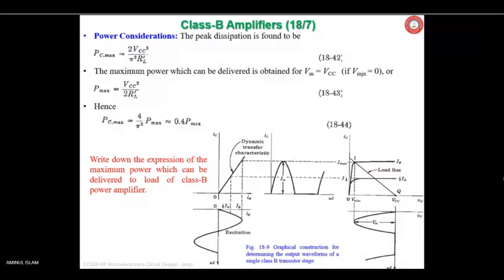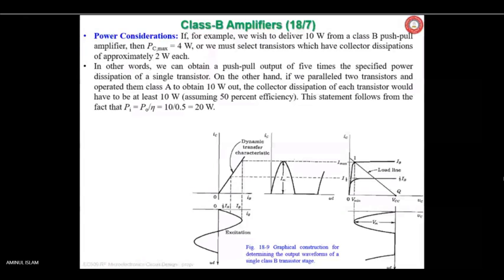The peak dissipation is found to be PC max equals 2 VCC square by pi square RL prime. The maximum power which can be delivered is obtained for Vm equals VCC. Then P max equals VCC square by 2 RL prime. Hence, putting the values, PC max will be almost equal to 0.4 P max.